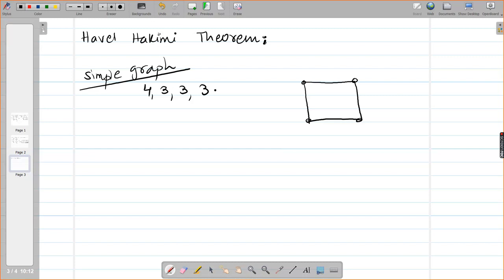Now there are 4 vertices. What can be the maximum degree of any vertex in a simple graph on 4 vertices? Can you tell me? What can be the maximum degree of a vertex in a simple graph on 4 vertices?